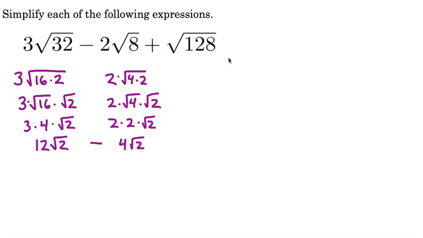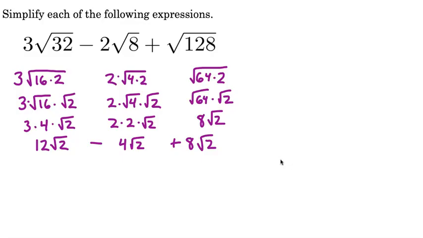And then we have 128. Again, divide by 2, we get 64. So this is convenient for us in these 3 examples. We're able to find the perfect square factor quite quickly. So square root of 64 times the square root of 2, 8 square root of 2. I'll just bring that down one more line.